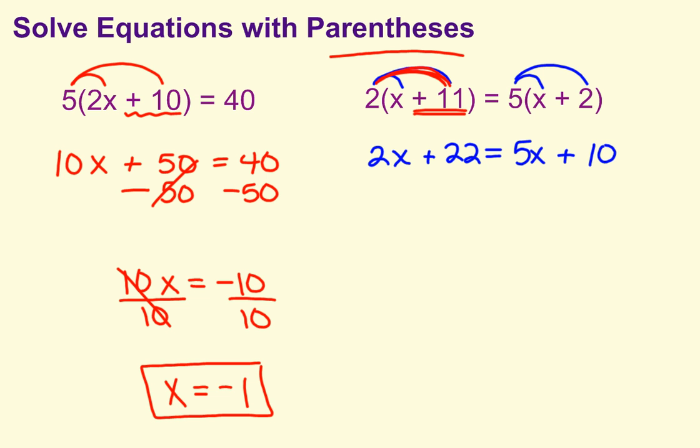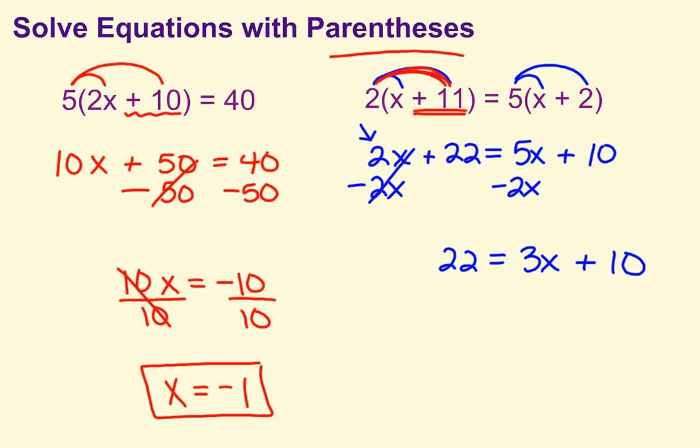All right, so now that we have distributed, we want to look to see, do we have x's on both sides of the equation, which we do. So we want to get those together. I tend to move the smallest variable. I've got a 2x and a 5x. 2x is smaller, so I will go ahead and subtract 2x, because 2x minus 2x cancels, and subtract 2x from its like term on the other side. So the 2x's are gone, leaving me with 22 equals 5x minus 2x, which is 3x, plus 10.